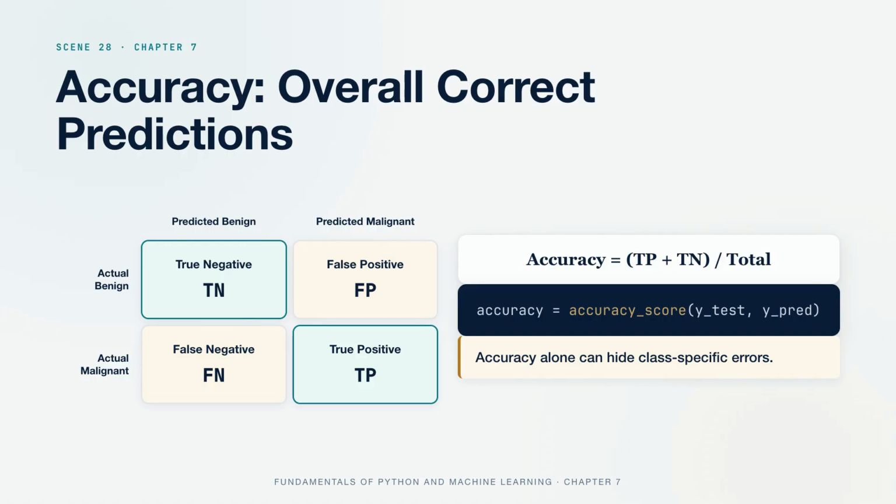In many real situations, those errors have different consequences. Therefore, accuracy should be interpreted together with the confusion matrix and class-specific metrics.